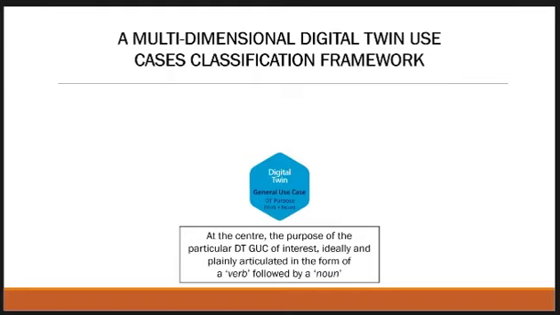So any digital twin must have a purpose, and it is ideally and typically articulated in the form of a verb followed by a noun. So for example, a digital twin that is developed to optimize traffic. "Optimize traffic" is a verb followed by a noun that explicitly and clearly articulates the general purpose of the digital twin.